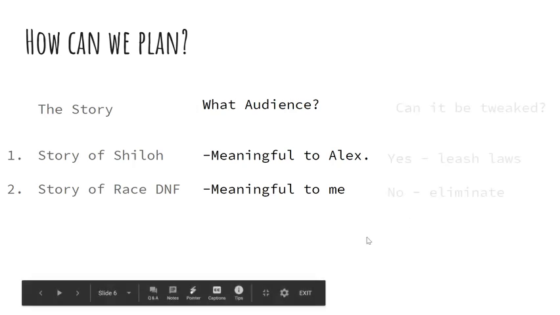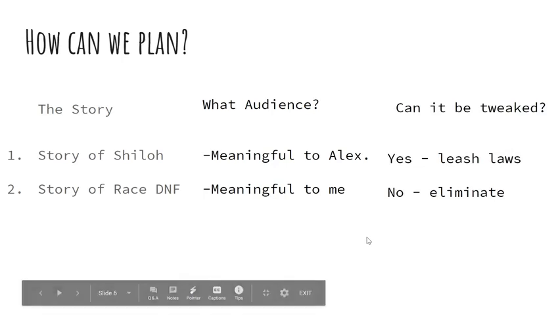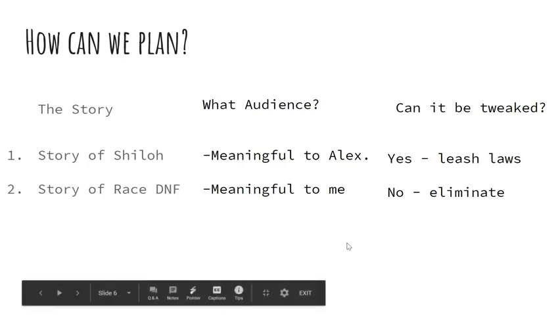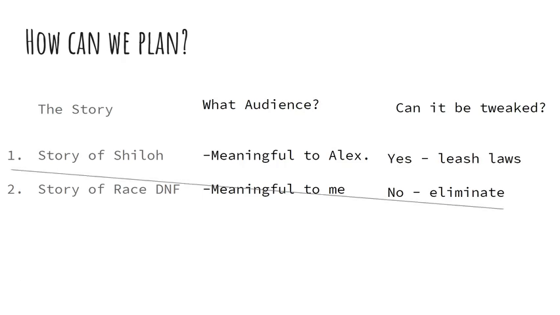Then we can think to ourselves, is it possible to tweak these messages and make them meaningful to a larger audience? As I already said, the story of Shiloh could be tweaked and turned into a message about leash laws. The story of the race DNF, however, cannot be tweaked. It is always going to only be meaningful to me because it's a personal story. So when this is the case and we cannot tweak it to make it meaningful to a larger number of people, then we're just going to eliminate that story from our list because it's not going to make a good news article.